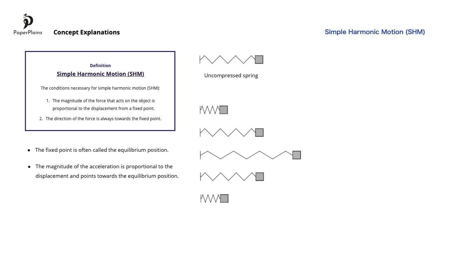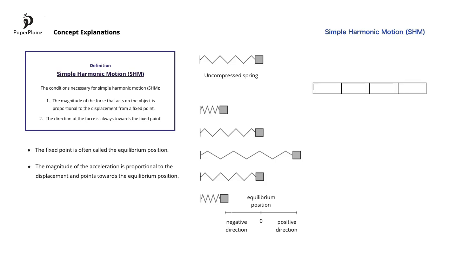Let's add the simple scale to our drawing. The center of this scale represents the fixed point or equilibrium position mentioned in the definition. This point is often denoted with 0. Let's say that to the right of the equilibrium position we have the positive direction, and to the left, the negative direction. These directions are assigned arbitrarily. Next, we'll use a table to examine x, the displacement, v, the velocity, F, the force, and a, the acceleration, at the 5 different positions during one oscillation.